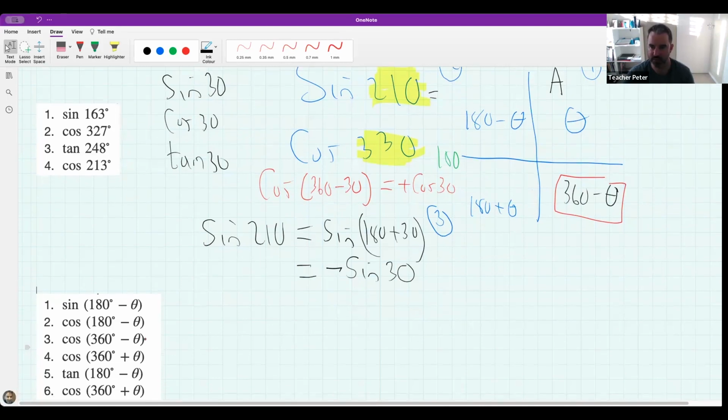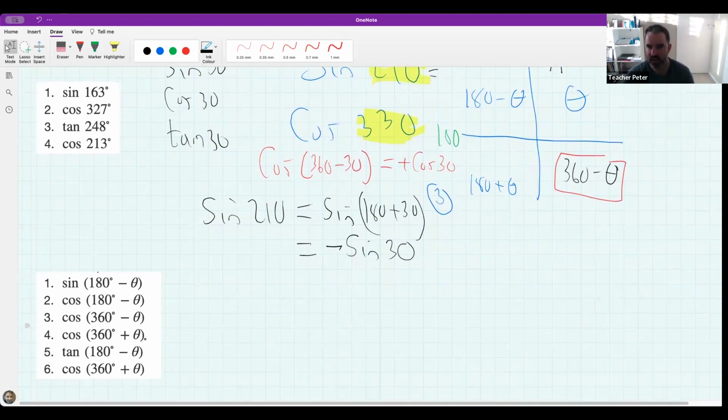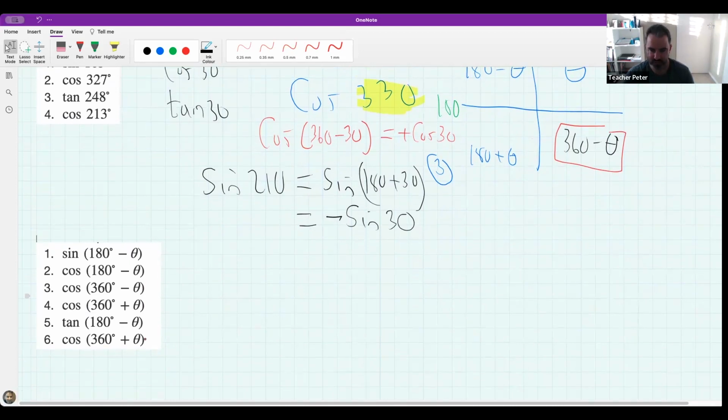Give a score out of 10 in terms of understanding it. Okay, fantastic. Then I know I can move a bit faster if we feel comfortable.